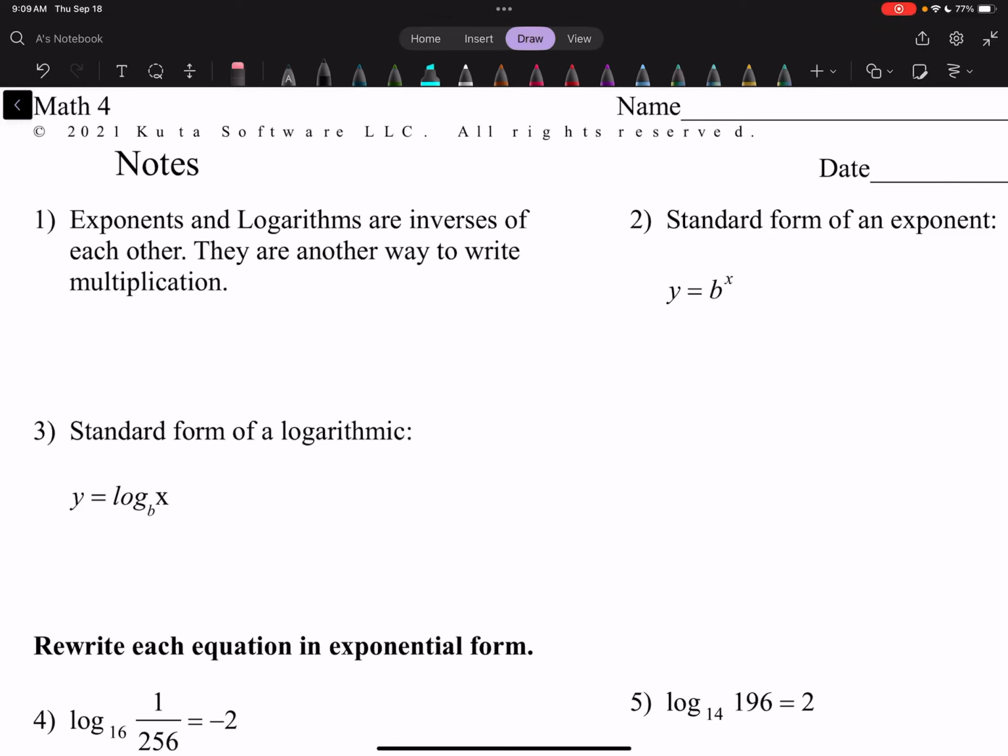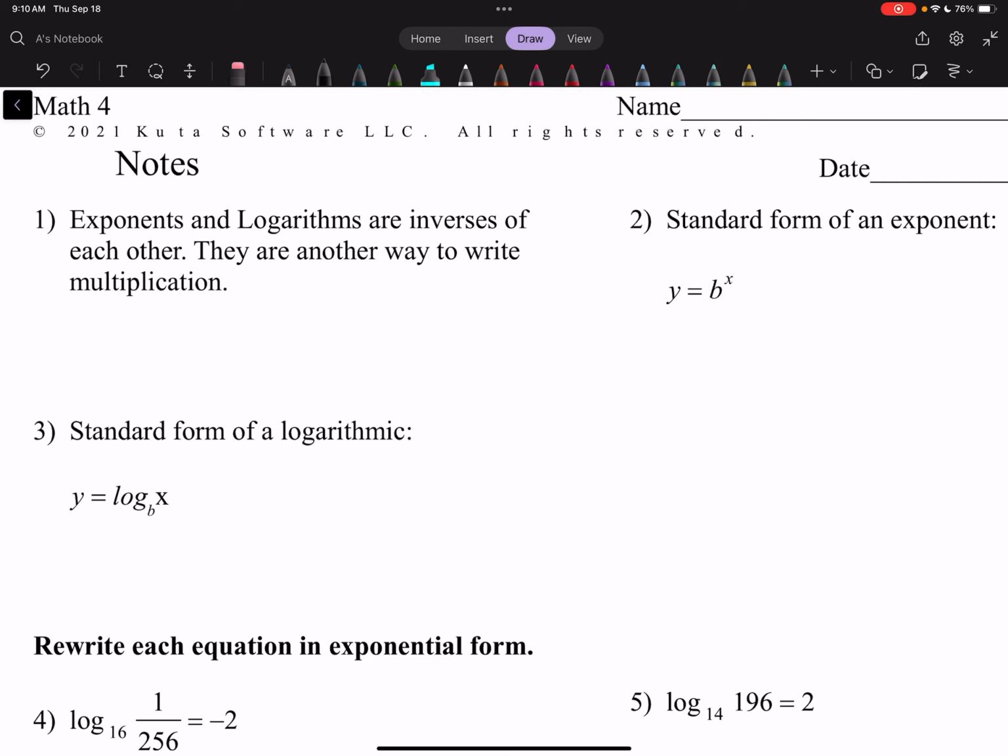Good day. Today we're going to convert between exponential and logarithmic equations. These are inverses of each other, so we can convert in between them quite easily. Now the standard form of an exponent is y equals b to the x power. For a logarithmic equation, it is y equals log base b of x.